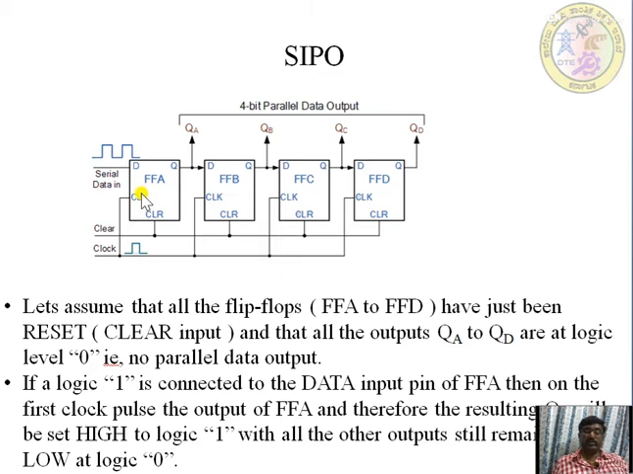Okay, at the next clock pulse, at the third clock pulse, this 0 is shifted to here, this 1 is shifted to here, and whatever the stored value is 0, it is being shifted to here. That is QA is 0, QB is 0, QC is 1 and QD is 0. And at the fourth clock, 0 0 0 1.